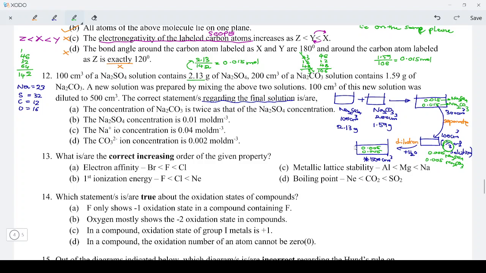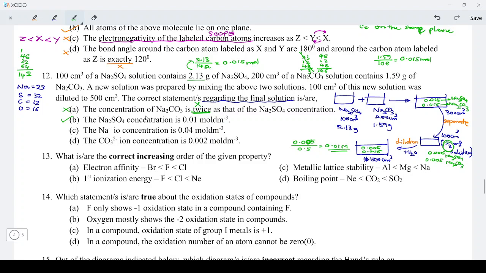Okay, so now we're going to find the concentration for that one. Telling that the concentrations of these two things are different or twice is wrong, no? So without even finding the concentration, we can say the concentrations would be equal. Then let's find the concentration for one and see. 0.005 divided by 0.5. Okay, so the concentration is going to be 0.01 M. That is the concentration. So then that B statement is true.